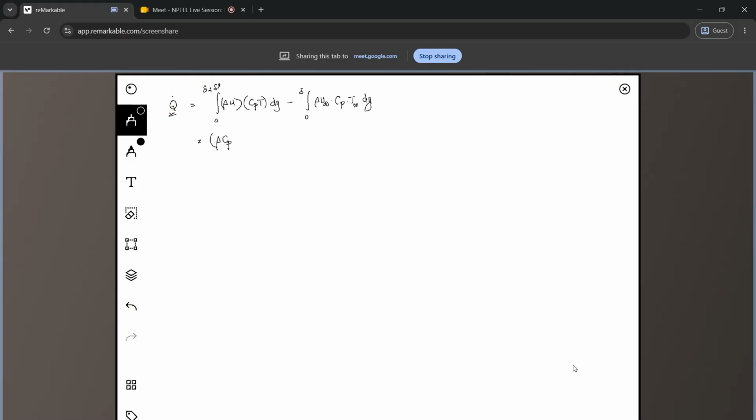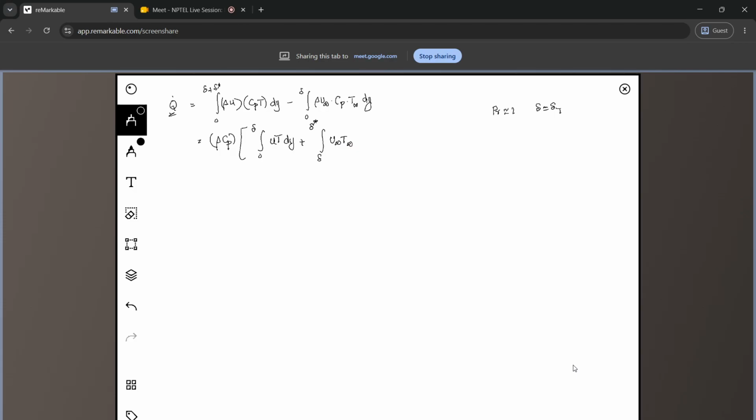So we have rho Cp, 0 to delta u T dy, and from delta to delta star. Here is again where we have to assume something, because if we assume Prandtl number to be approximately 1, then delta will be equal to delta t. And in that particular case, we can write u into T as u infinity into T infinity, because after delta, both are reaching their free stream values. This is the assumption I'm making here.